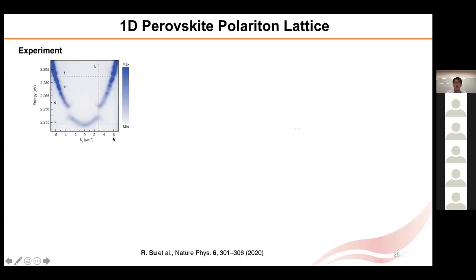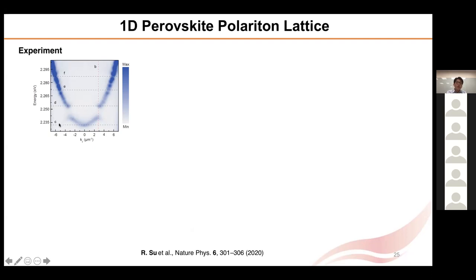In order to understand the band structure experimentally, we probe the dispersion by measuring the momentum-resolved spectrum, as shown here. So it is no longer a near-parabolic dispersion as before in a planar microcavity. Instead, a huge gap opening happens inside the dispersion with a clear anti-crossing feature. This is the typical signature of the periodic potential.